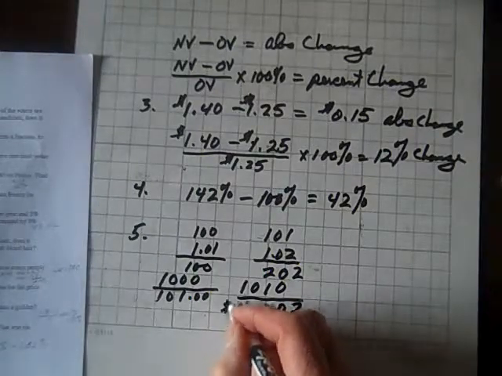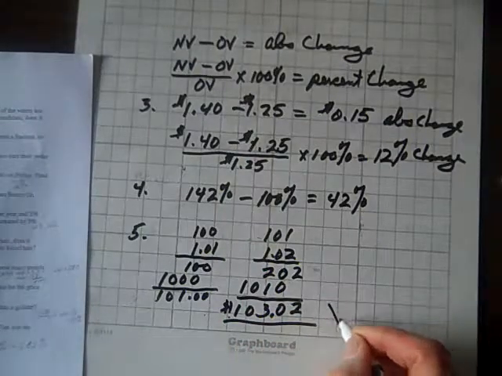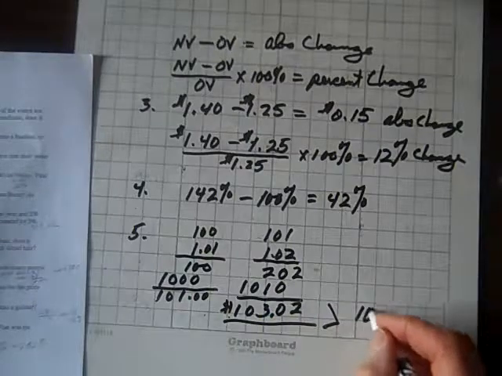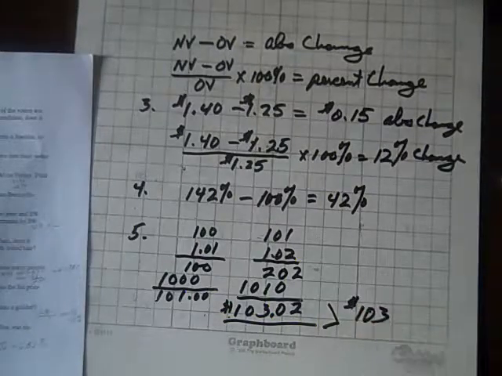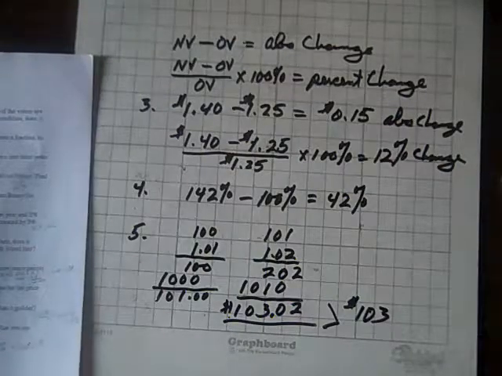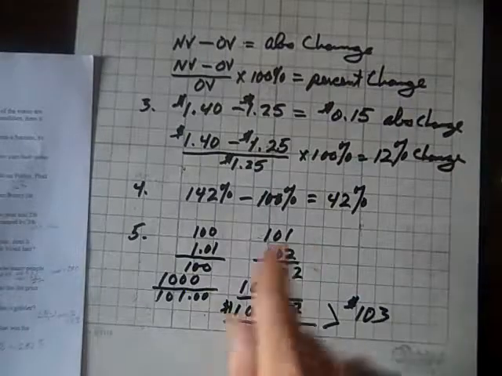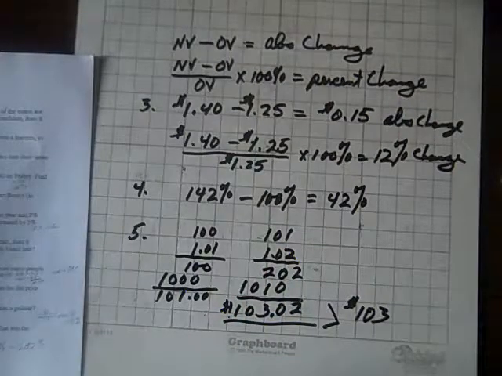So look, that's $103.02, which is greater than $103. So you made more if you get 1% in the first half of the year and 2% in the second half.